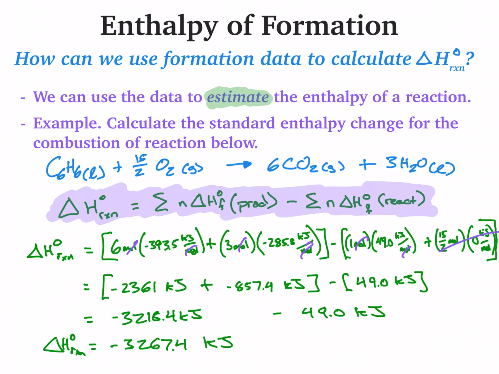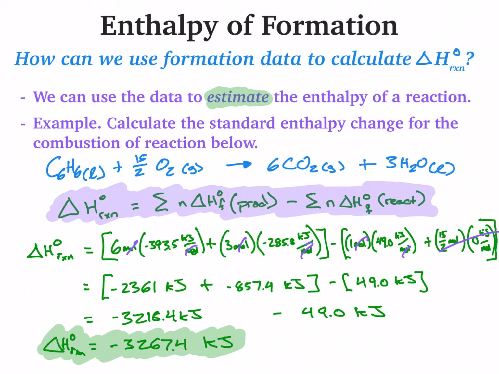And so when we type this into our calculator and go step by step, we should get the following here, and then adding and subtracting those values together, we should get a final answer for delta H reaction of negative 3,267.4. Now, there are a few things that I really want to stress with this.